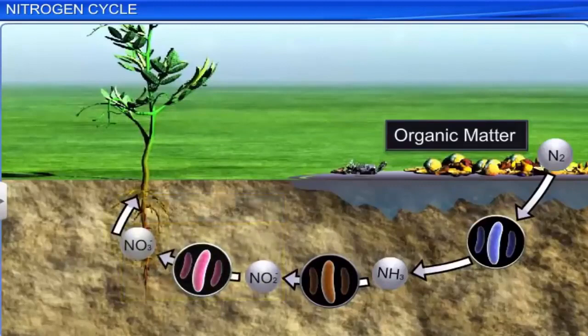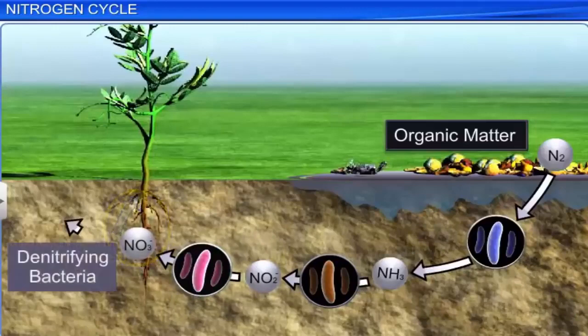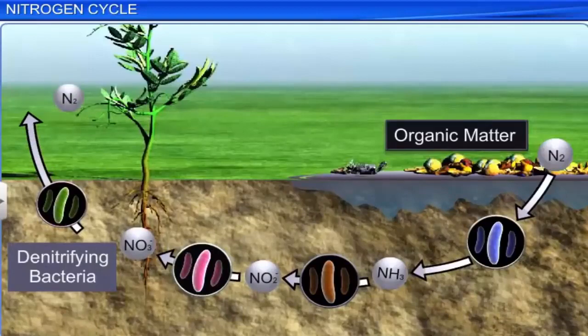Nitrates in soil are either taken up by plants or are processed by denitrifying bacteria, which release them as elemental nitrogen into the atmosphere. This process is called denitrification.